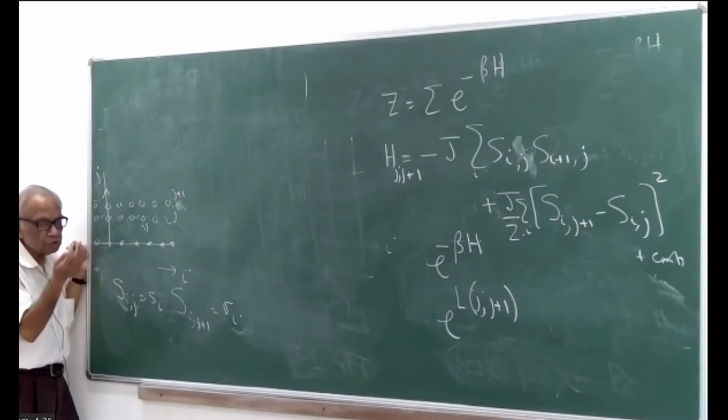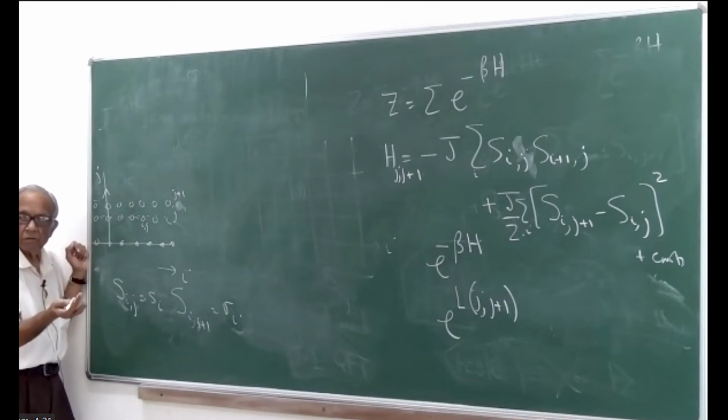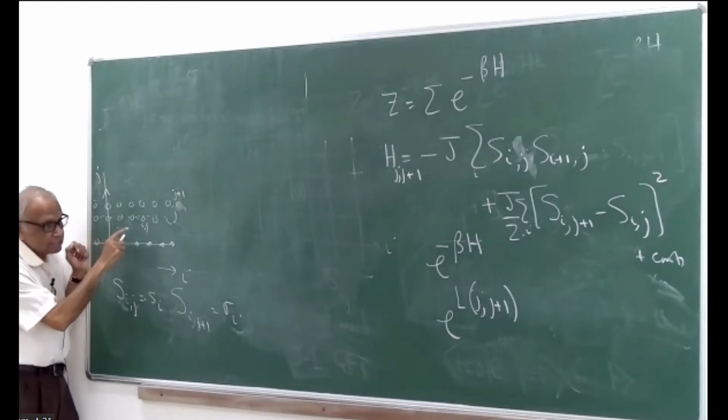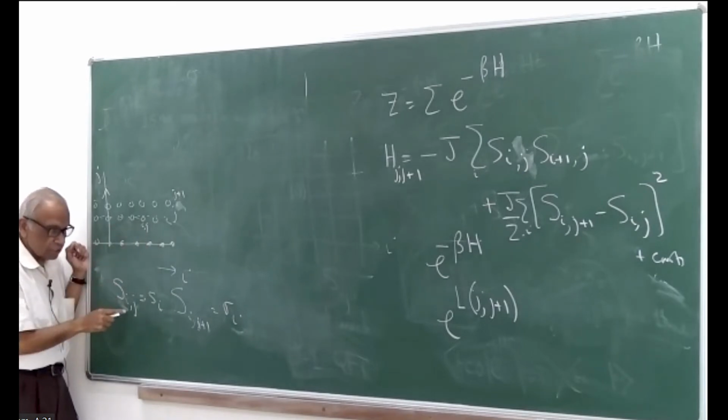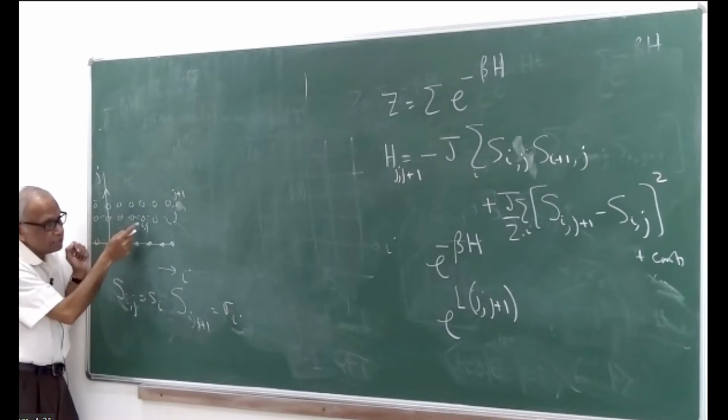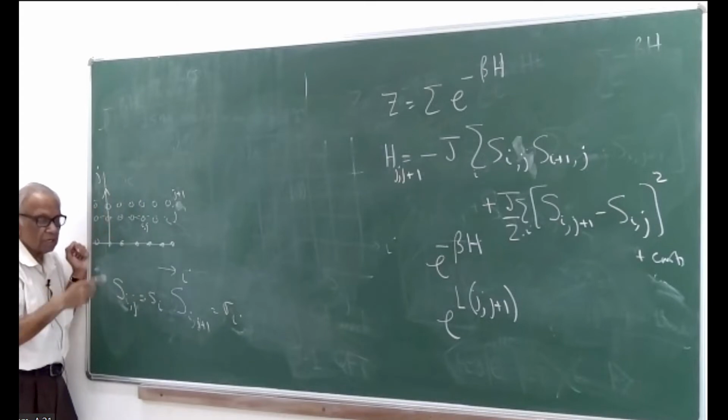S_i is also two state, it can be up and down. Sigma, no, not a Pauli matrix. Sigma I is also a spin which can be up or down. In one line these are S_i, and in the next line the spin corresponding to that I is sigma I.